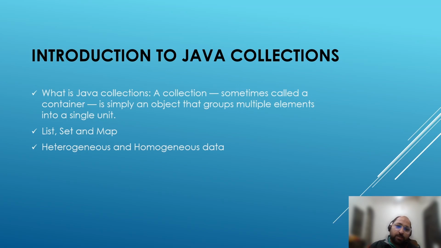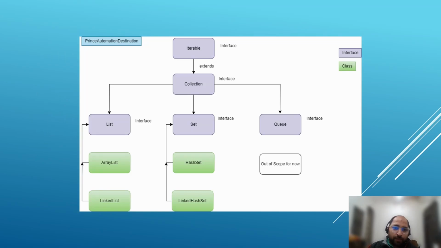As I discussed, we have list, set, and map, and in these collections we can store heterogeneous as well as homogeneous data. Heterogeneous is different types of data, meaning we can store integers, strings, or other types of data within the collection, but this is not recommended. It is recommended to use only homogeneous data, meaning we should store only one type of data in one particular collection.